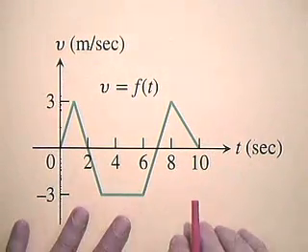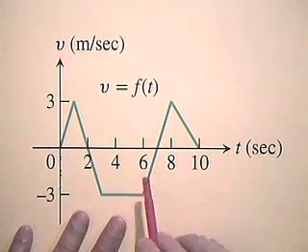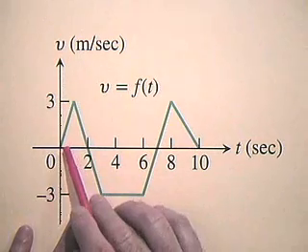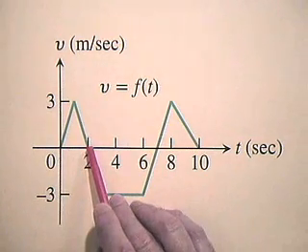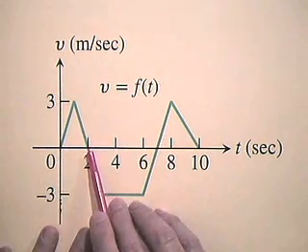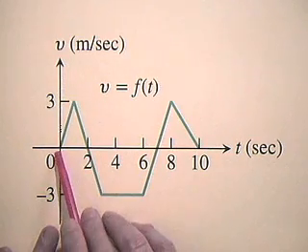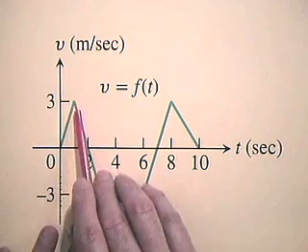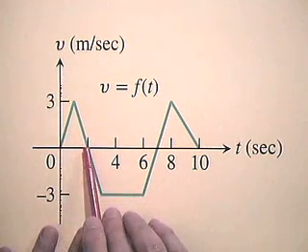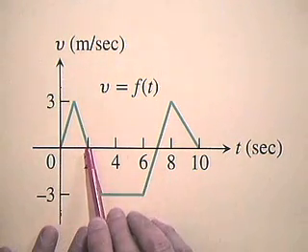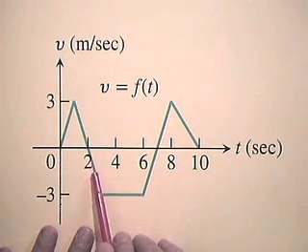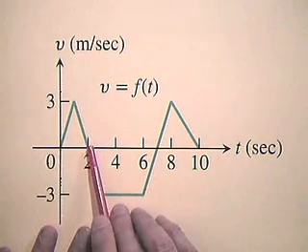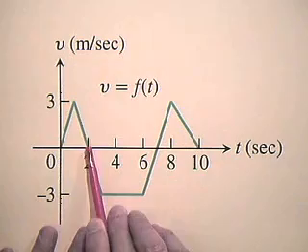So when does the body reverse direction? Well, it reverses direction where velocity goes from positive to negative or goes from negative to positive. So notice in the interval from 0 to 2, the velocity was always positive. But at time t equals 2 seconds, the velocity turns negative. At that instant where t equals 2, the velocity is 0.